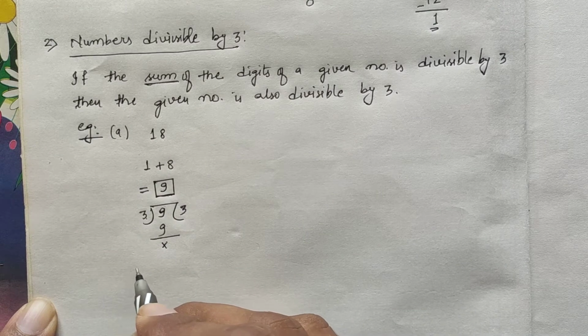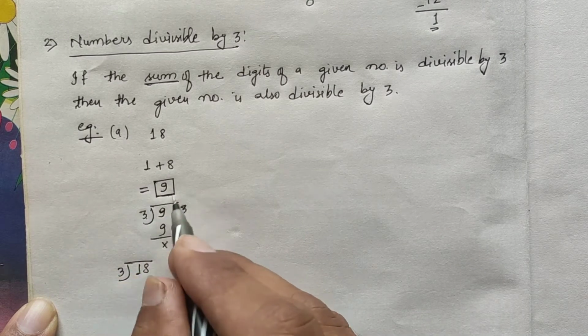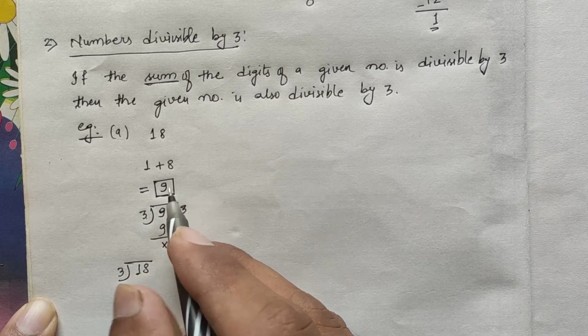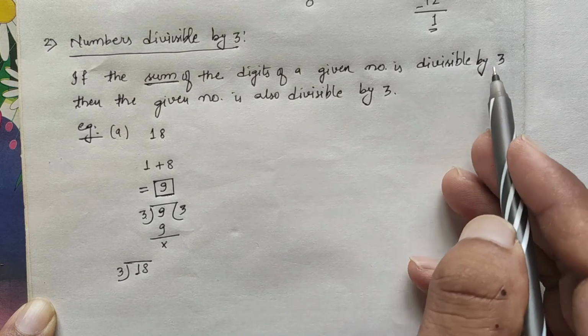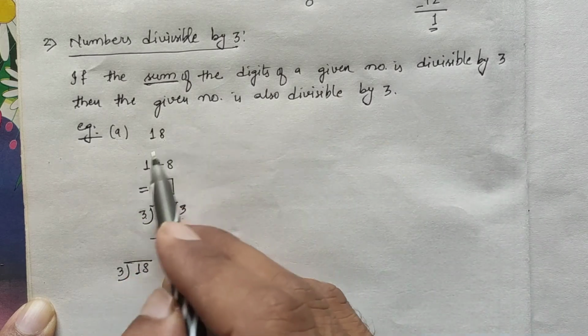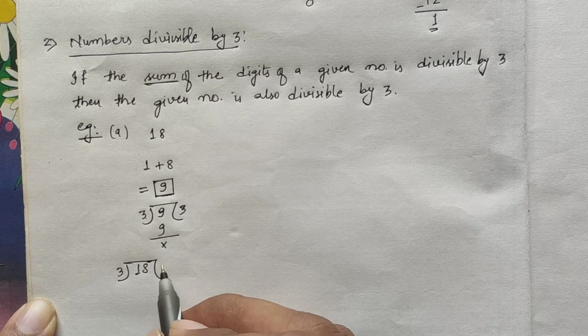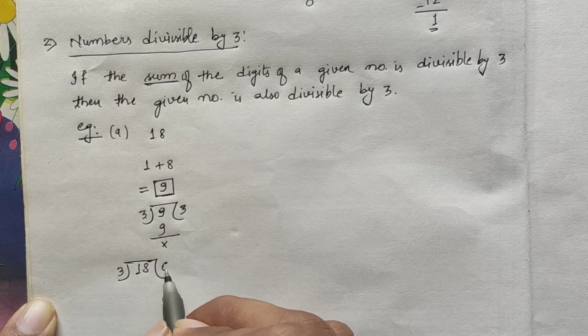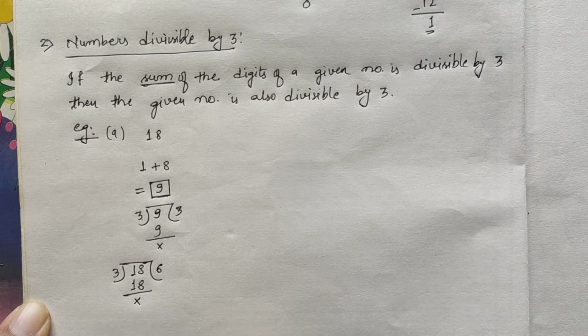Let's see whether 18 is divisible by 3 or not. Yes, because as per our definition, its sum is divisible. The sum of the digits of the given number is 9, divisible by 3, then the given number is also divisible by 3. So 18 must be divisible by 3. Let's check. 3 times 6 is 18. So yes, 18 is divisible by 3.